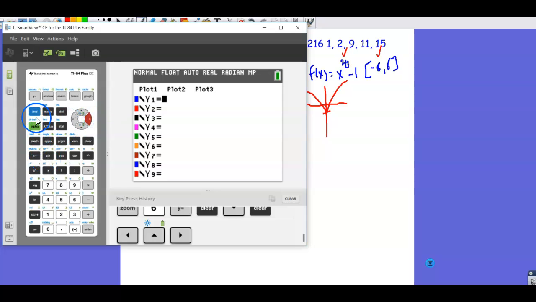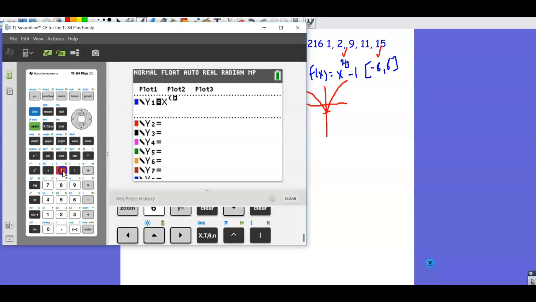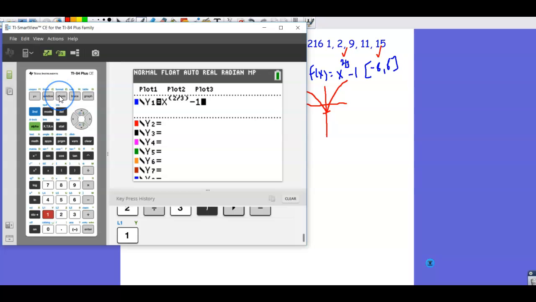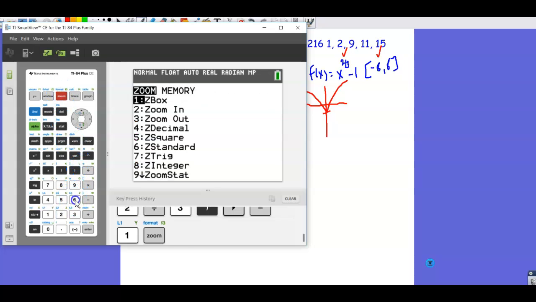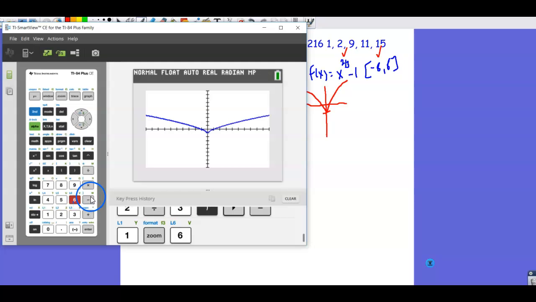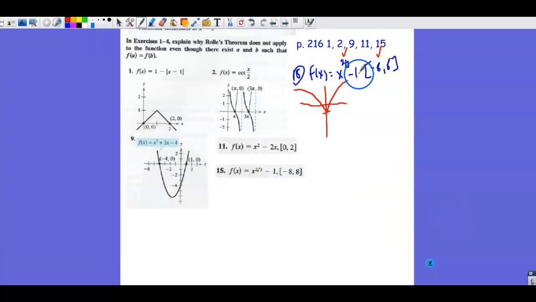So I have x raised to the, I like to put my fractions in parentheses. I think maybe on the newer models sometimes you don't really have to do that, but I like to. And then minus 1. I always start with the standard viewing window of zoom 6. And so we see a cusp happening on our function, and so we know that there's no derivative at x equal to 0. And 0 is on the closed interval from -8 to 8.